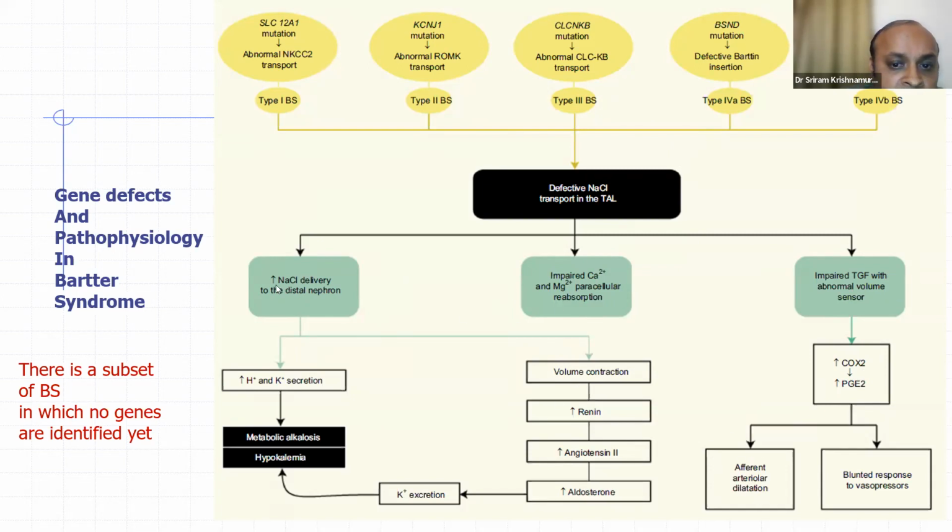And if there is polyuria, it will ultimately lead to volume contraction. Volume contraction leads to high renin, high angiotensin 2, high aldosterone, and ultimately potassium gets excreted. When there is hypokalemia, you get metabolic alkalosis. So this is how the various gene defects and the pathophysiology in Bartter syndrome are linked. There is a subset of Bartter syndrome in which no genes are identified yet, and these may in the future give us more insights into what other kinds of Bartter syndrome there are.